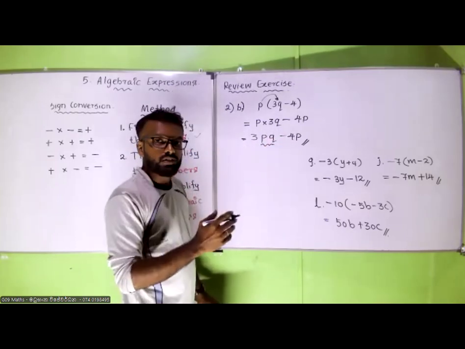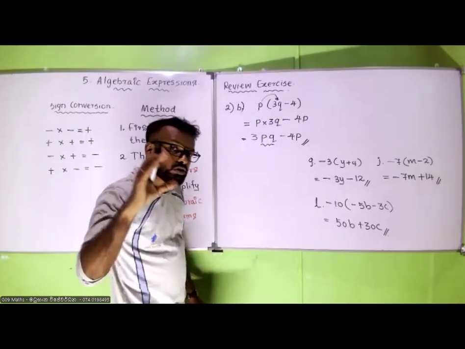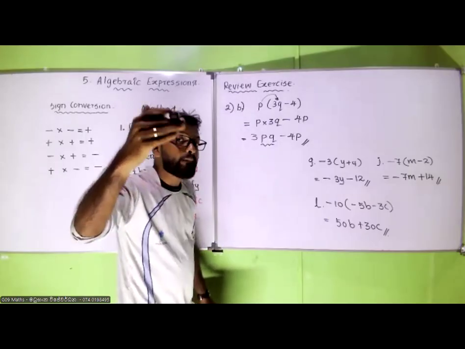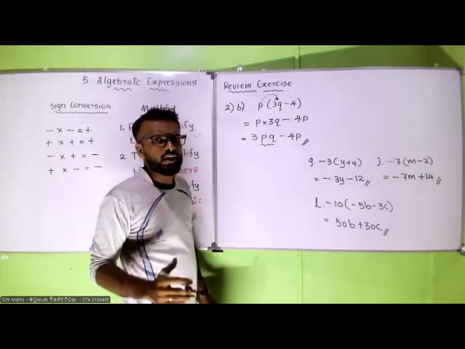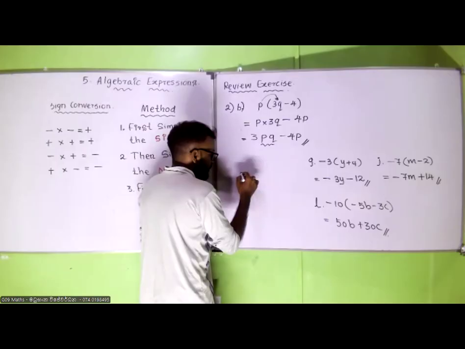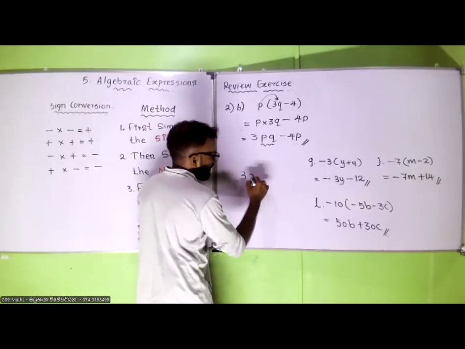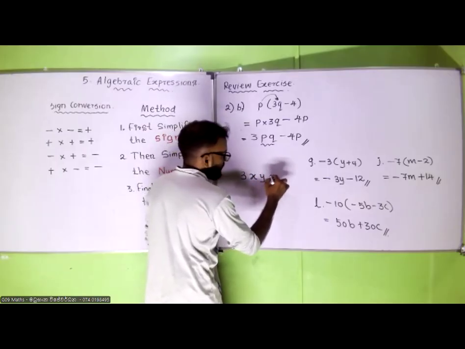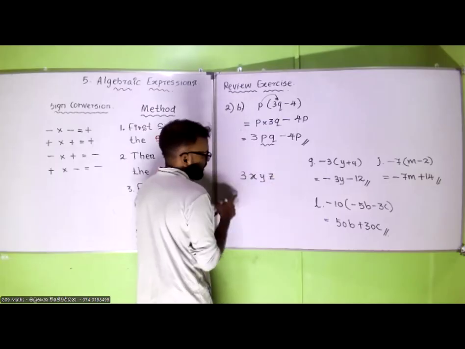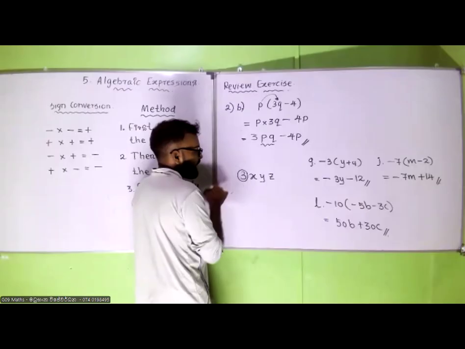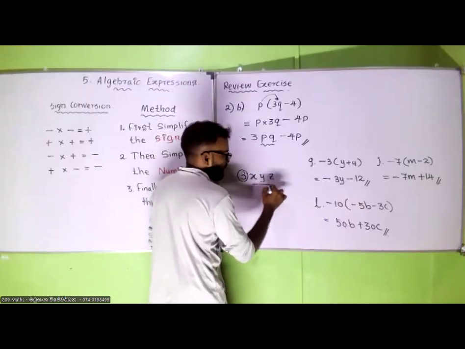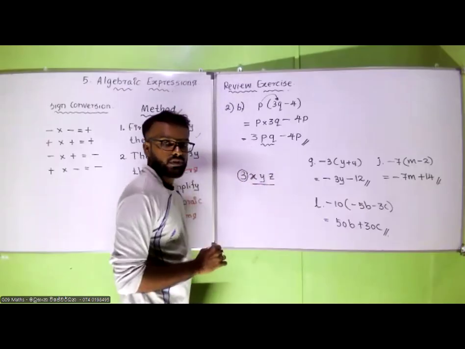AB, XY, so on and so forth. Those terms should be kept in alphabetical order. For example, 3XYZ: the number 3 is in front of the expression at first place, then alphabetical order XYZ.